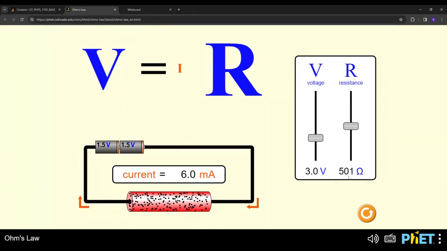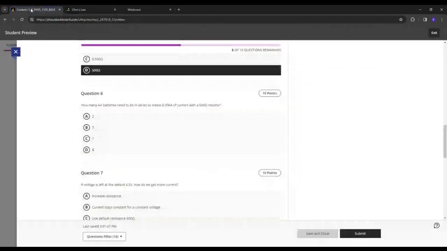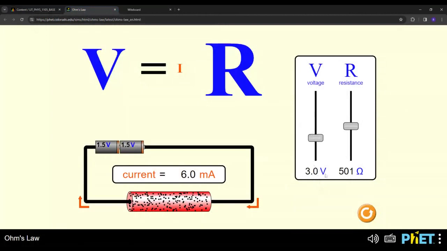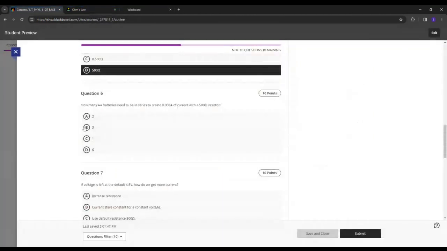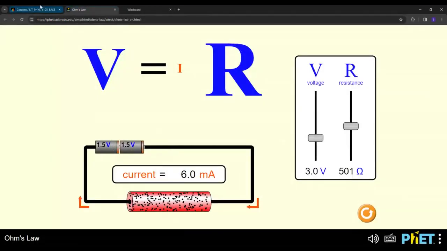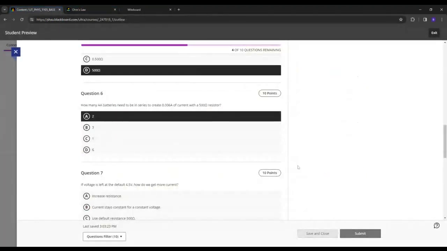So notice that my resistance didn't change. It's still the same 501, but I was able to lower my current by lowering my voltage. Okay, so be careful with this one again. 3 is an answer choice, and 3 volts is what we're looking at here, but it says how many batteries? Right? So 1, 2, 2 batteries.